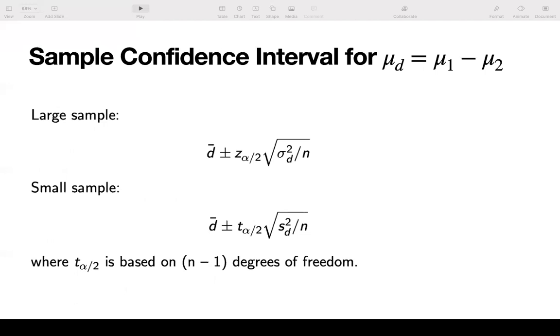So we have the sample confidence interval for the difference between the mu's. And for a large sample, we have d bar plus or minus z alpha divided by 2 times square root of sigma squared d divided by n. And again, for small samples, we replace z alpha divided by 2 by t, and we use sample variances instead of the population one, where t alpha divided by 2 is based on n minus 1 degrees of freedom.